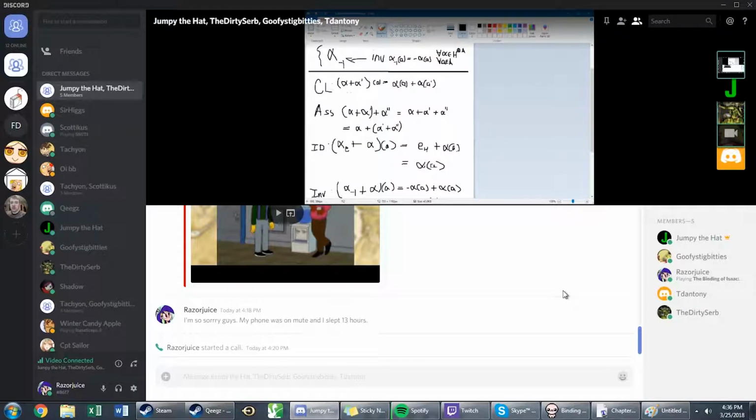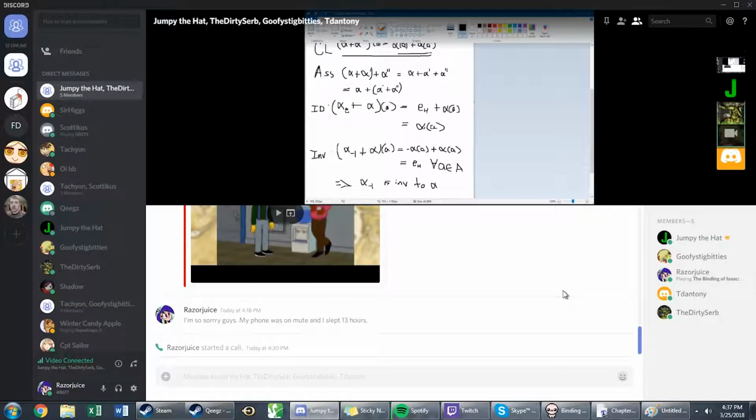The addition in this group is just given by this. Seeing that it's well-defined proves that it's closed. If I take two maps, add them together and apply them to A, I can split them and take their addition in H. Since A and A prime only have finitely many things that don't map to the identity, this also has finitely many things that don't map to the identity, and so it's in the set.